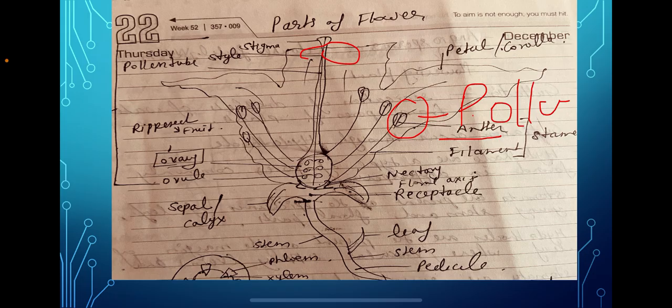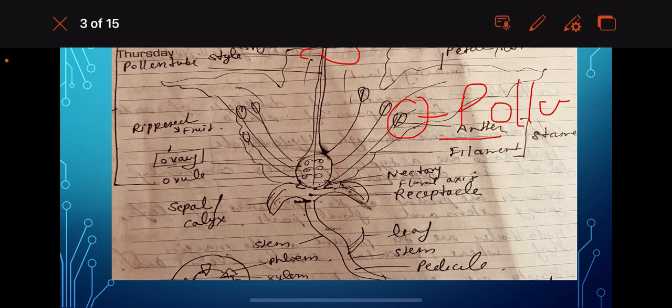This is the structure of a flower. It has the stigma, style and ovary. These three together make the carpel, which is the female reproductive part.